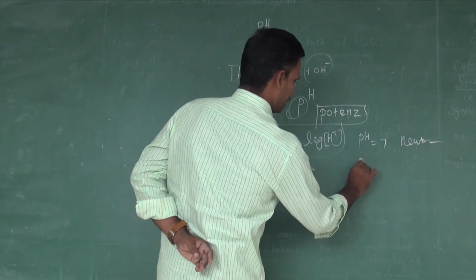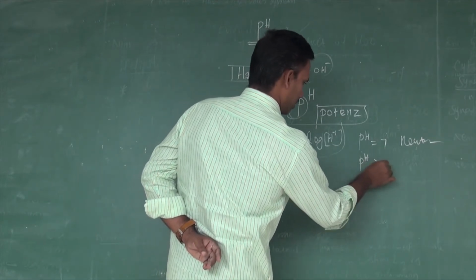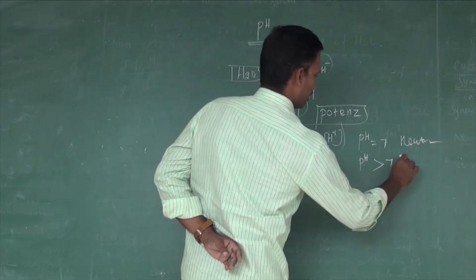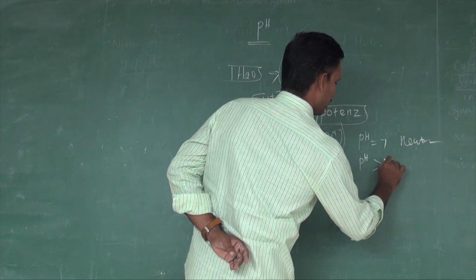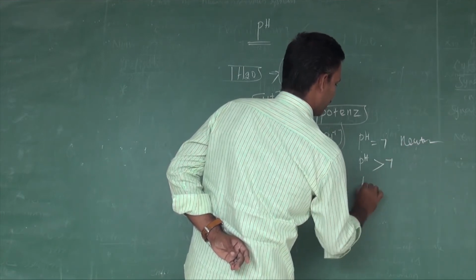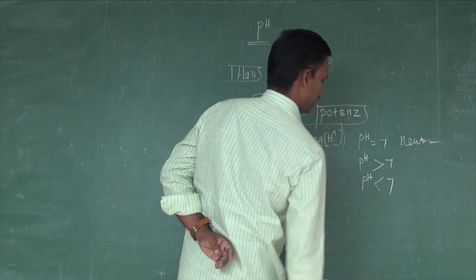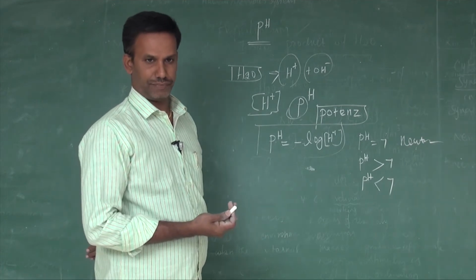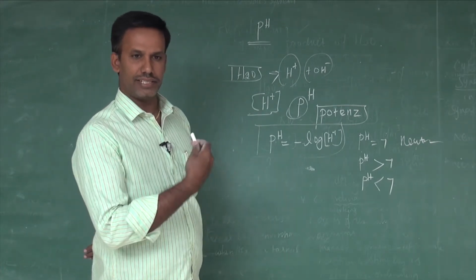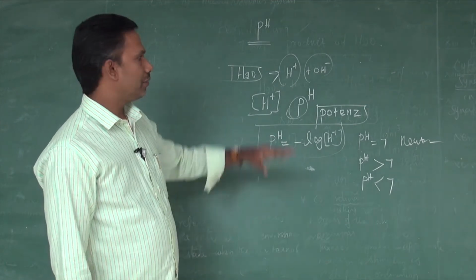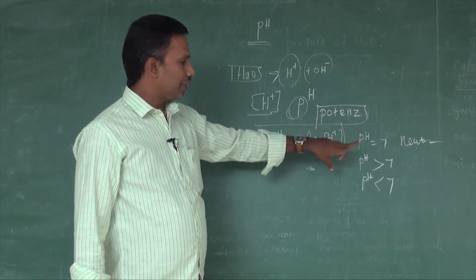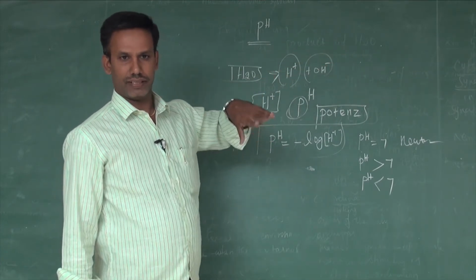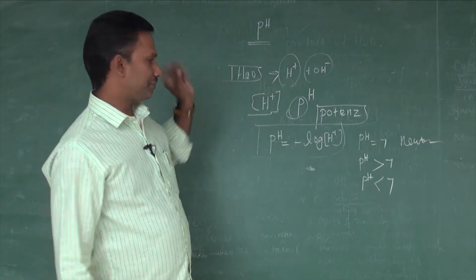When pH is greater than 7, that is a basic solution. When pH is less than 7, that is an acidic solution. That is the conclusion. pH is 7, that is neutral. pH is greater than 7, that is basic. pH is less than 7, that is an acidic solution.